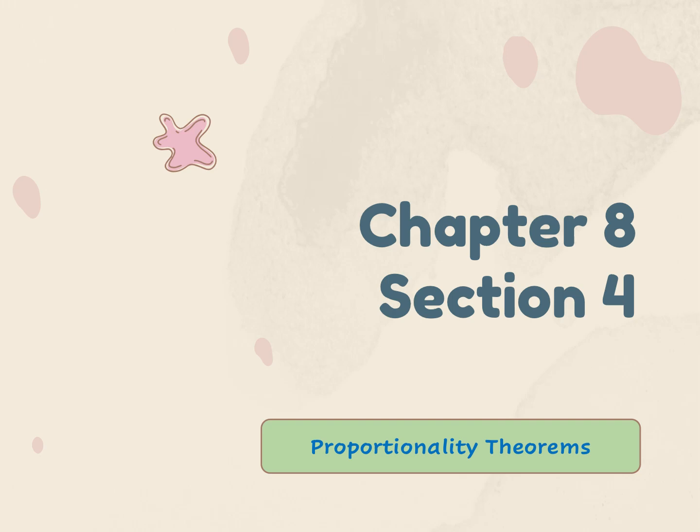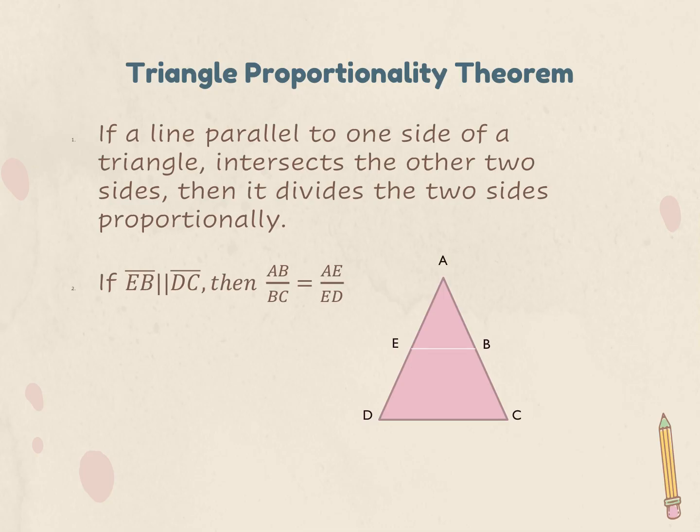Okay, so today we're going to cover chapter 8, section 4, and we're going to learn some more proportionality theorems. So the first one is called the triangle proportionality theorem. And what this theorem states is that if a line parallel to one side of the triangle intersects the other two sides, then it divides the two sides proportionally.